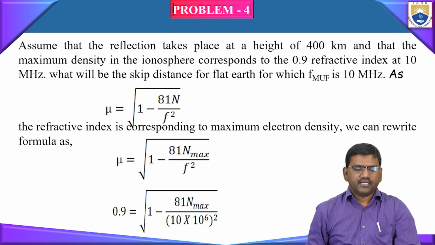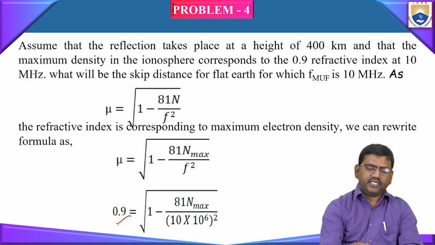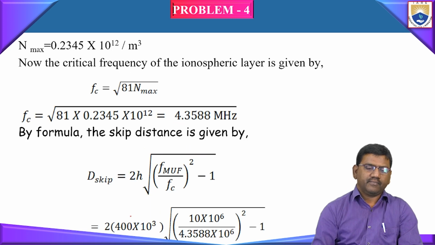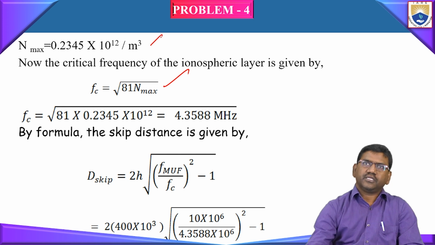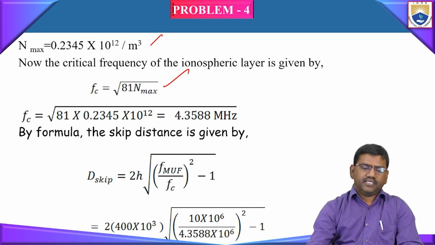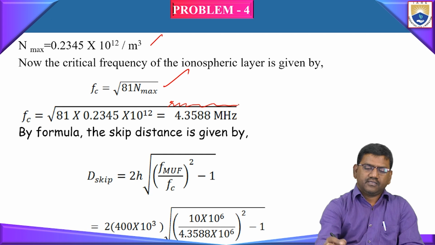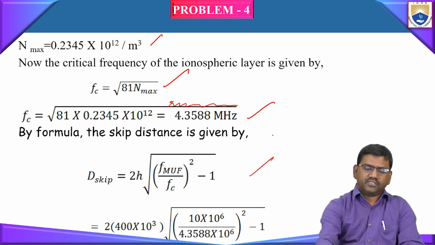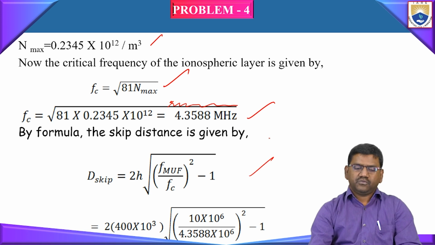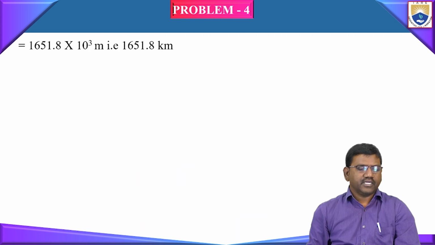So you can see here in the problem, mu is equal to root of 1 minus 81 n by f square. Substitute the value of 0.9 here. From this, you will get the value of n max. So n max is equal to 0.2345 into 10 power 12. If you simplify, you will get fc as 4.3588 megahertz. Substitute this fc value in the d skip formula, 2h into root of (f muf by fc) whole square minus 1. If you simplify it, you will get 1651.8 into 10 power 3 meters here.